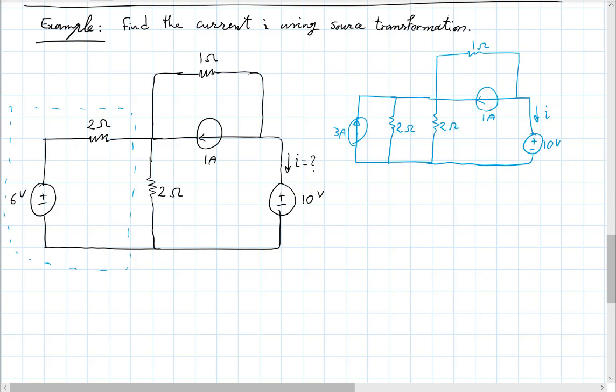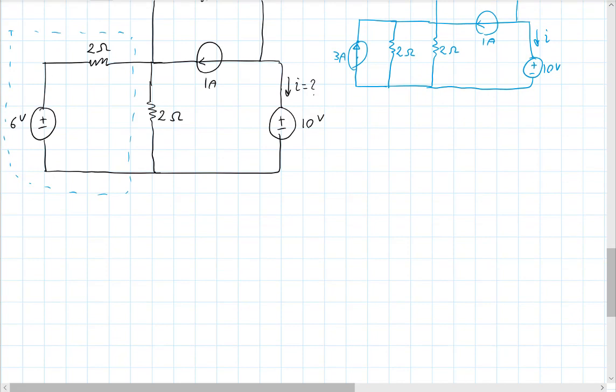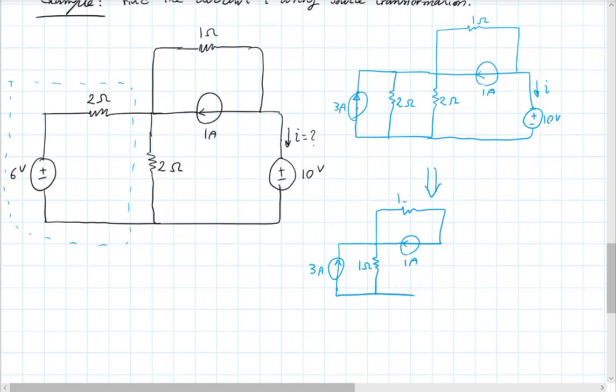So the next step from this would be to just do that simplification. You still have the 3 amp circuit here. You have the 2 ohm and 2 ohm in parallel, which give you that 1 ohm. You still have your 1 amp here, and you still have this other 1 ohm there, and the rest of it.